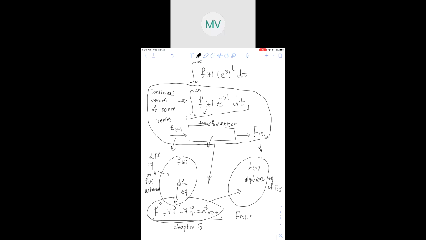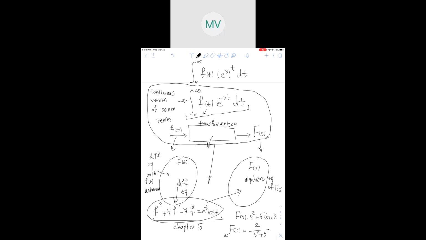Something like F of s times s squared plus 5 F of s equals 2. And that's algebraic. It's not differential. You don't see f prime. You can solve for F of s. It's very algebraically easy. It's going to be 2 over, for example, s squared plus 5. So you can explicitly solve for F of s.